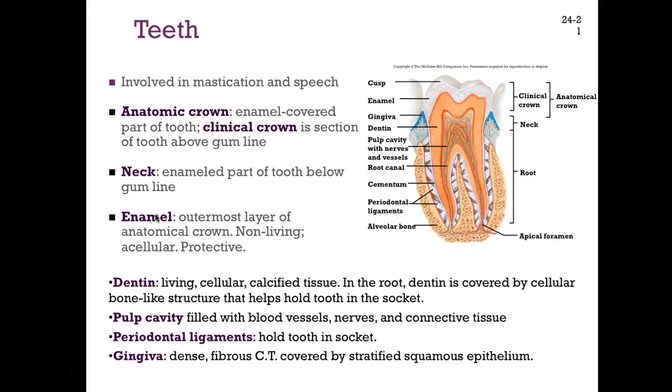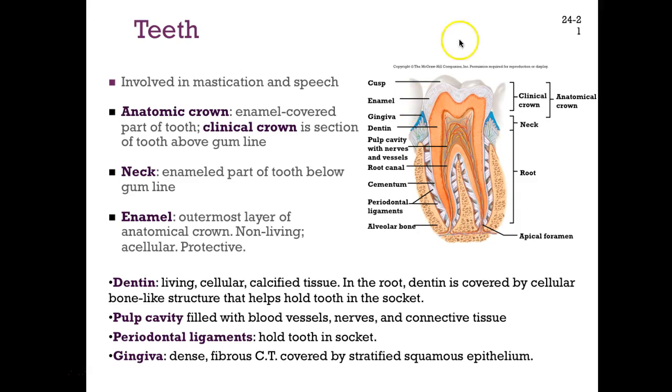So your teeth are going to help you with mastication and speech. If we look at the anatomy here, we could see that the top portion is called the anatomic crown. Enamel is going to cover this region of the tooth. And you always hear in the dental commercials, this toothpaste is going to preserve your enamel, because once it wears away, there's no coming back from it. It's not going to grow back.